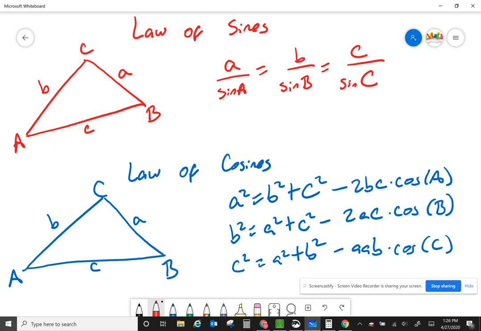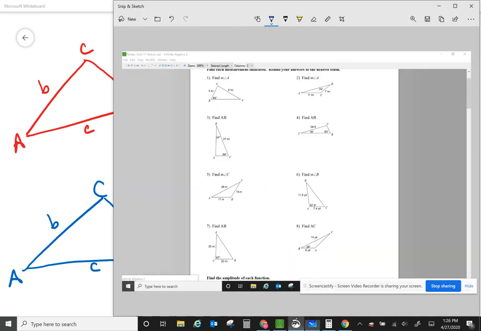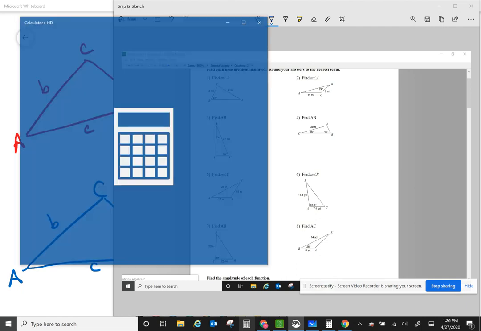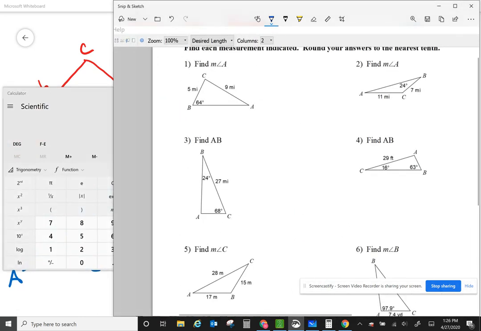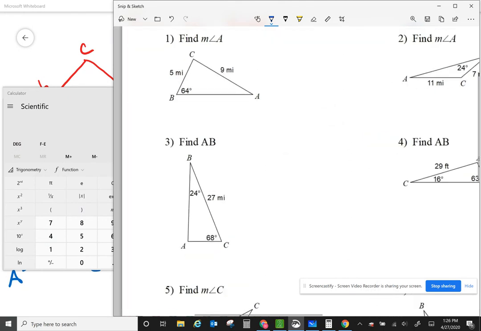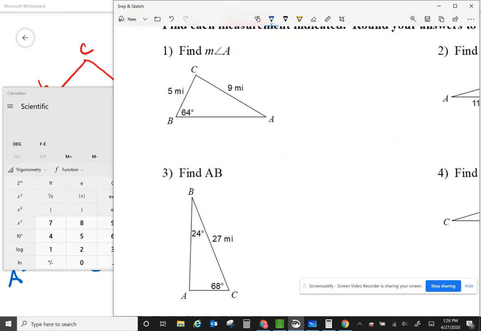Now, let's take a look at our work. For today, I'm going to be using a calculator. So let me bring a calculator out. Now, let's take a look at the first one. Find the measurement indicated, round your answer to the nearest tenth. We're looking for angle A. So let me label, I see my corners A, B, C. Let me label my sides a, b, c. I know side a is far away, right, opposite from angle A. So I know this is side a. I know this is side b, and this is side c.